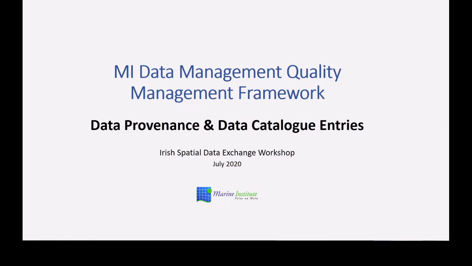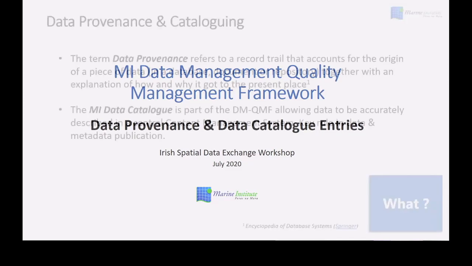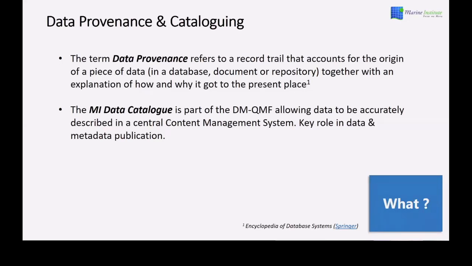So basically, I'm just going to spend the next maybe 10 minutes or less talking about data provenance, or the data provenance sheet, and data catalog entries as well. As a starting point, to summarize what we're going to talk about here, data provenance, as we're all fairly familiar with, is a record trail that accounts for the origin of data, and an explanation of how and why it exists in the first place. So, a paper trail back to where it came from and its origins.